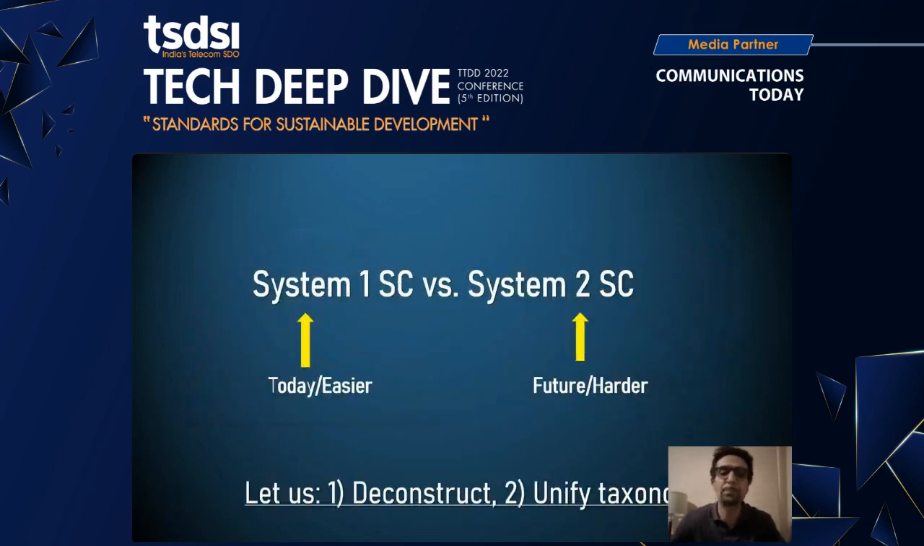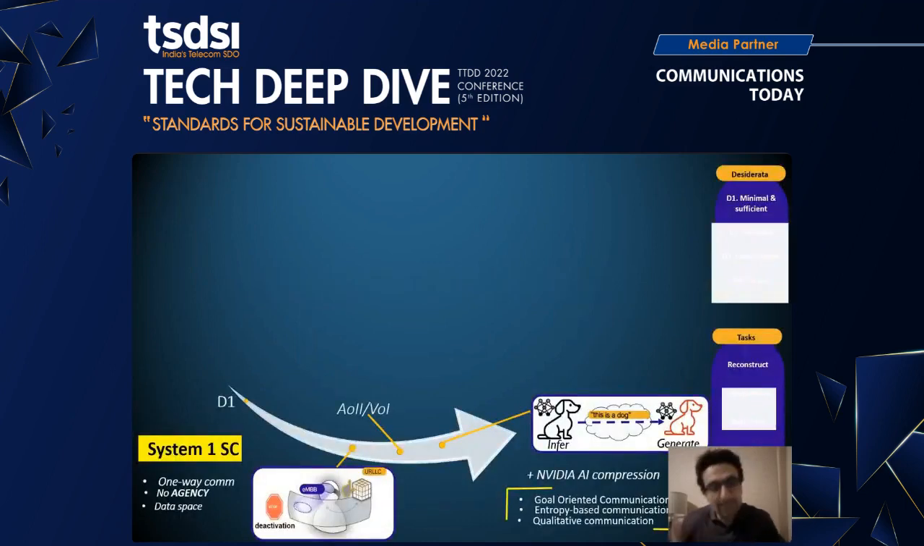So X could be training a model, could be inference, could be any other type of task you have. Okay. So now what I want to do is really just deconstruct a bit the system 1 semantic communication, which we see today, which is already implemented today, versus the much harder one, which is called system 2 semantic communication.